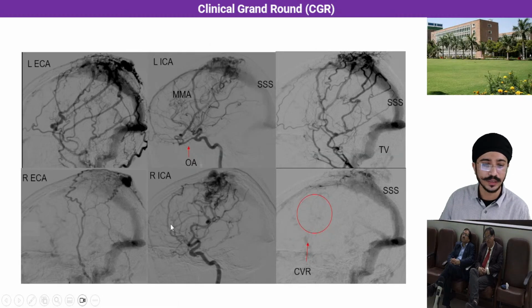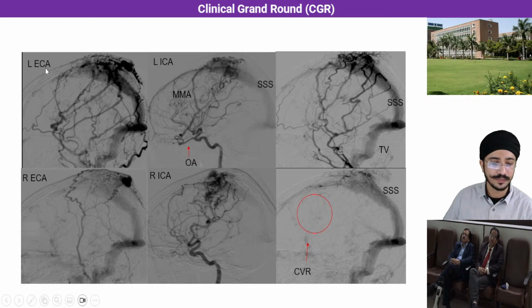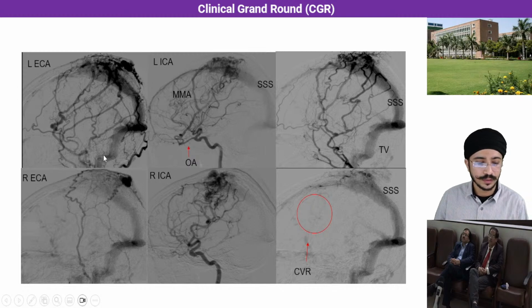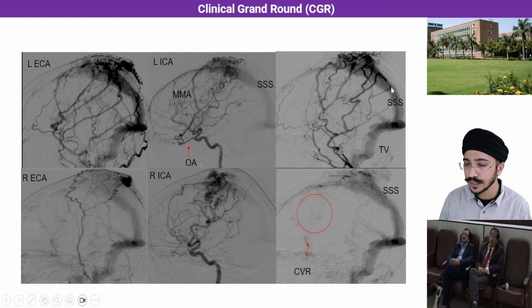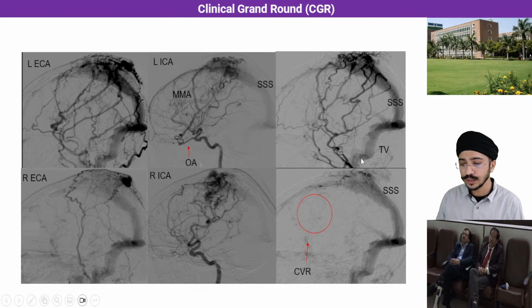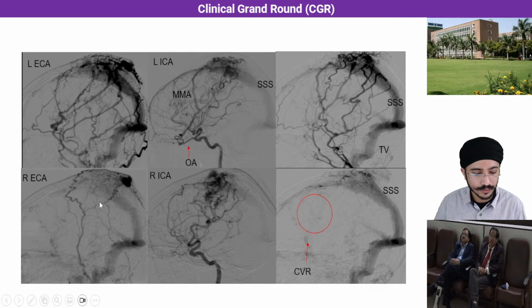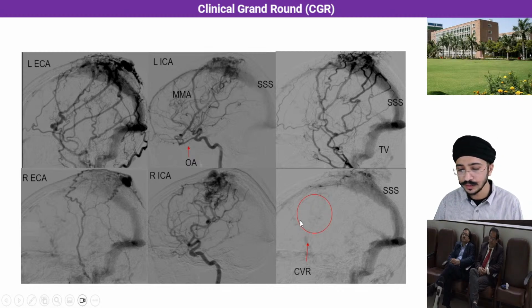So this prompted a DSA evaluation, which was done in our department. These are left ECA and ICA runs. And here we can see that there is a large superior sagittal sinus dural AV fistula with feeders from the middle meningeal artery of the left ECA and ophthalmic artery branches, and this fistula is draining into the superior sagittal sinus and further into the transverse venous sinus. The right ICA and right ECA runs also reveal feeders from the middle meningeal artery with the presence of cortical venous reflux. There are feeders from the meningeal branches of the right ICA as well. The cortical venous reflux is very well appreciated in these venous phase images.